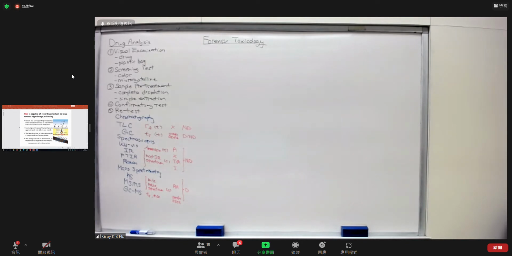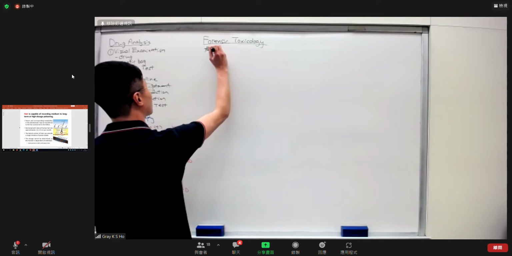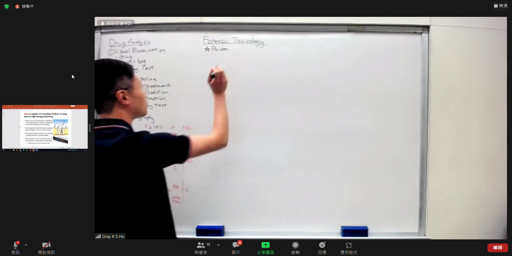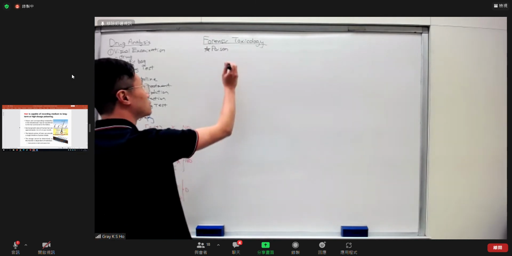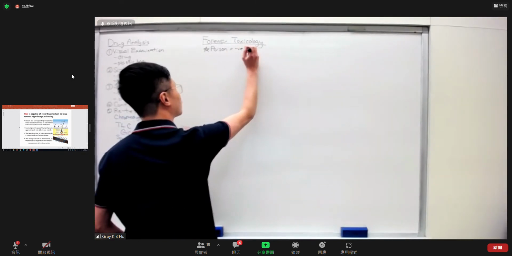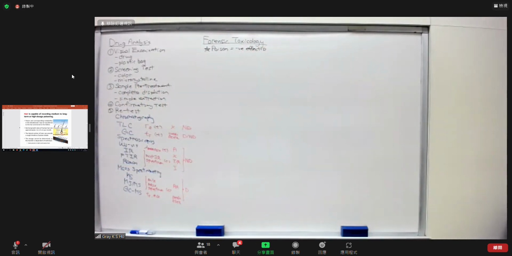So last time we started to talk about a new topic on forensic toxicology. For forensic toxicology, the most important thing is that it is related to poison. Something that is toxic, and when a person is subjected to a poison, normally a negative effect will be given. So that is the opposite of a drug. A drug by default is something that will give you some positive effects, but a poison by default will give you something negative.